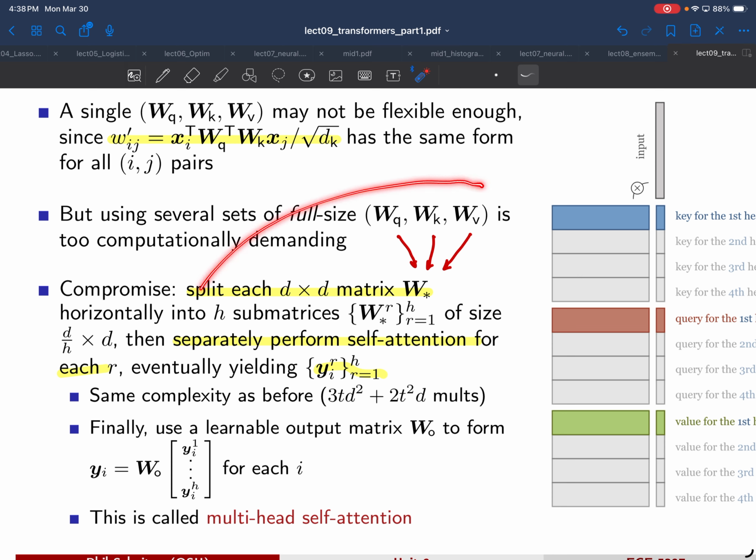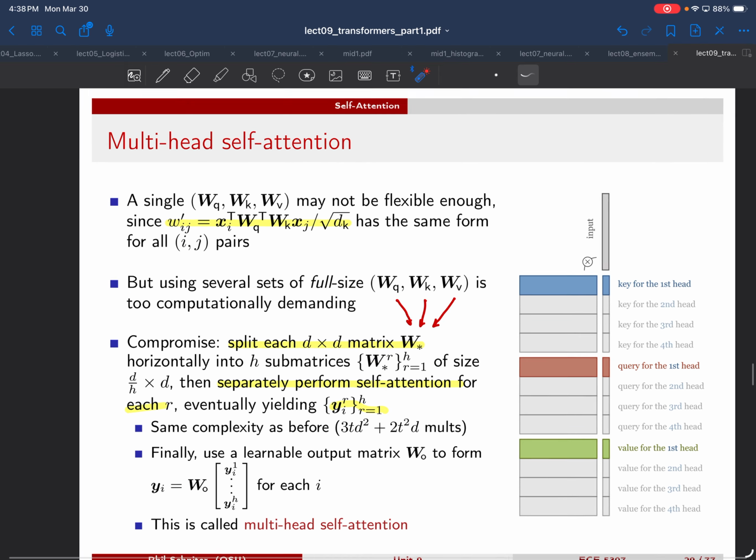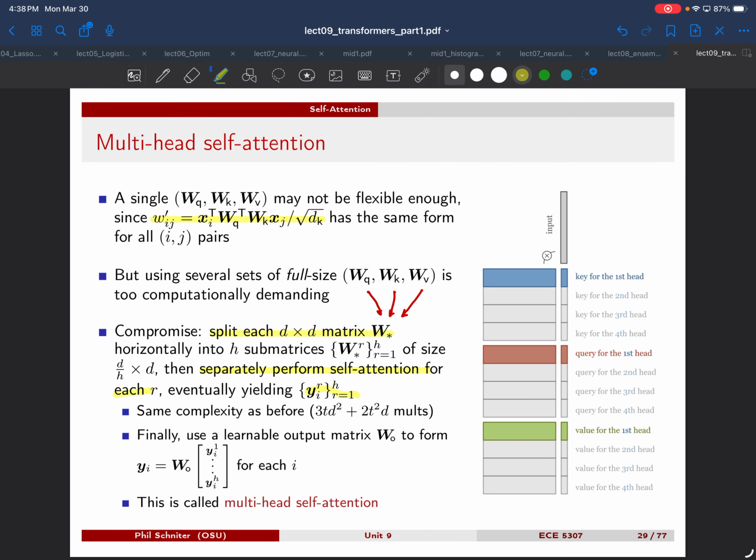Okay, so in doing this splitting, we haven't introduced any additional complexity. It's an identical number of multiplications and additions. This last transformation is new, so it's a little bit more complex, but it's worth doing. So overall, it's just a small increase in complexity due to one more matrix multiply. And this is called multi-head self-attention, which is what's used pretty much always in practice.